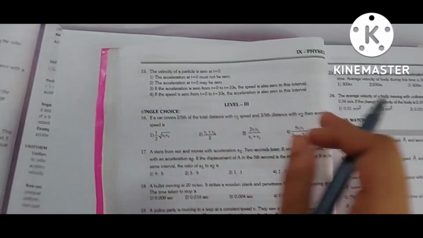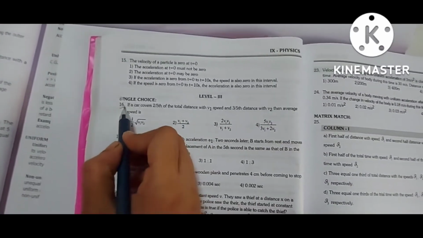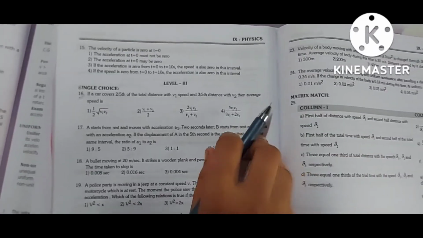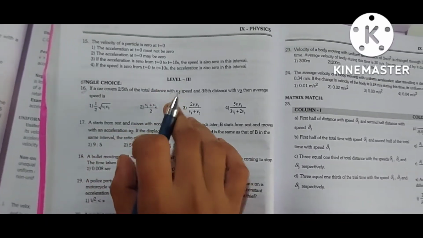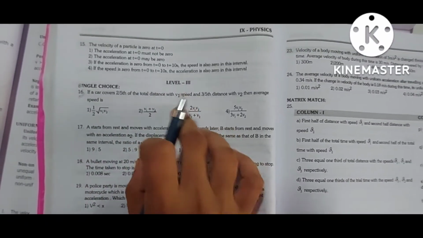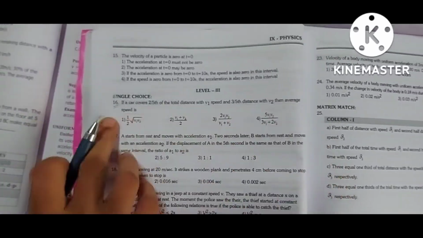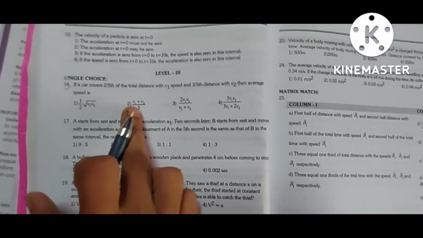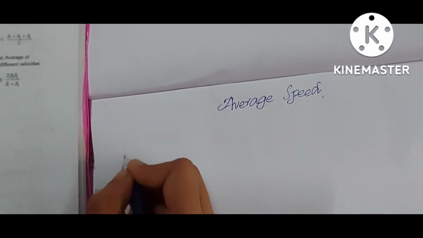Let me tell you a simple way to find out how we can find an average speed. Look at your question number 16. A car covers 2/5 of total distance with the speed v1 and 3/5 of the distance with v2, then average speed is. So here we have options like this. Let me tell you the general method of how to solve that.